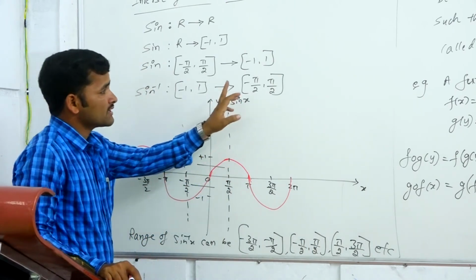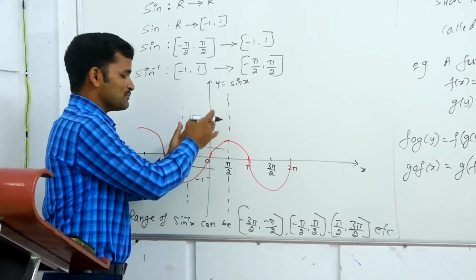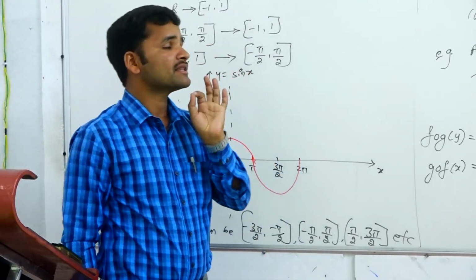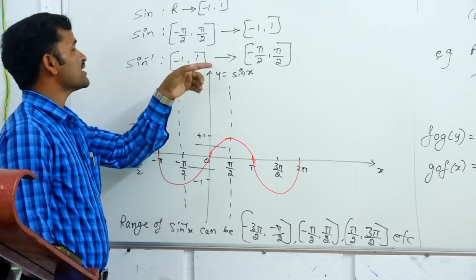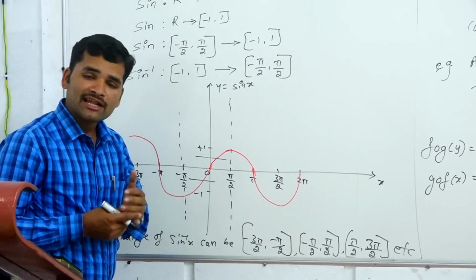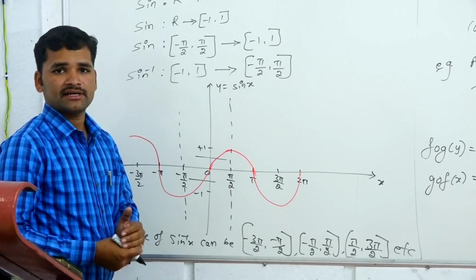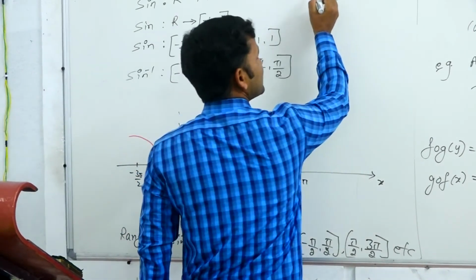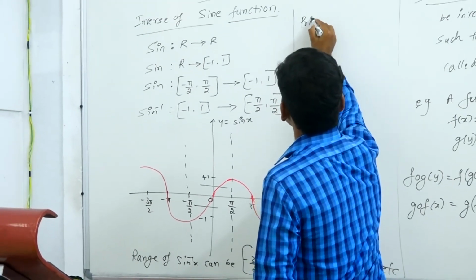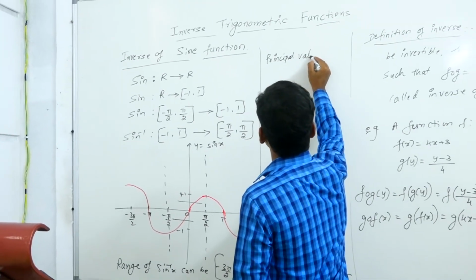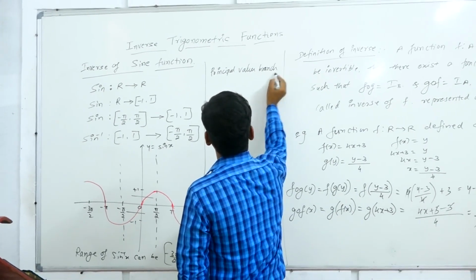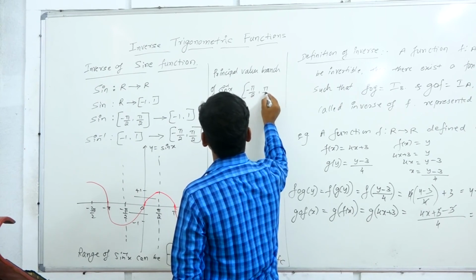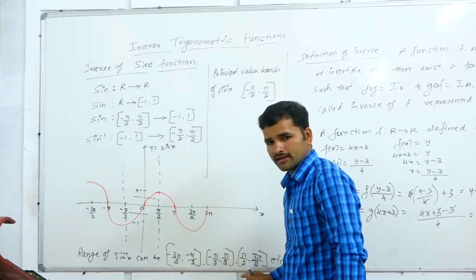But why have you chosen this one? This branch, minus pi by 2 to plus pi by 2, is called the principal value branch. They may ask you to write the principal value branch of sine inverse. The principal value branch is nothing but the range. The range of sine inverse of x is the same as the principal value branch. Let me write it here. The principal value branch of sine inverse of x is nothing but minus pi by 2 to plus pi by 2. These are all the other branches.